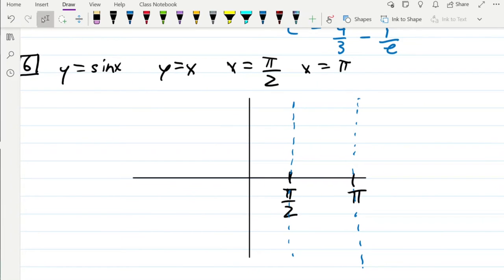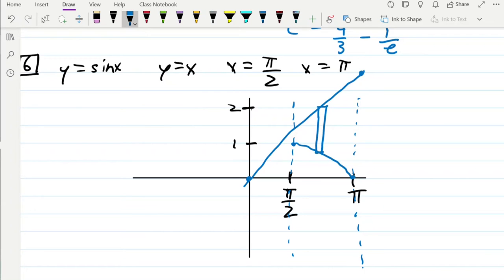So we know for y equals sine x at pi over 2, it is going to be at 1, and then at pi, it will be back at 0. And then for y equals x, well, we know that pi is around 3, so we can put 3 around there. So we're going to be finding this area right here, which we can draw our box, which I would say we will integrate with respect to x.